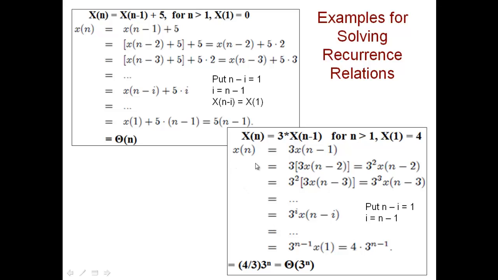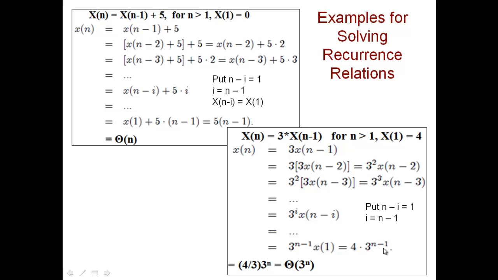We have x of n is 3 raised to, instead of i, it is n minus 1, times x of n minus (n minus 1), which is x of 1. So that's why we reduced all the way to x of 1. So that's going to be 3 raised to n minus 1 times x of 1, which is 4. So that is 4 times 3 raised to n minus 1.